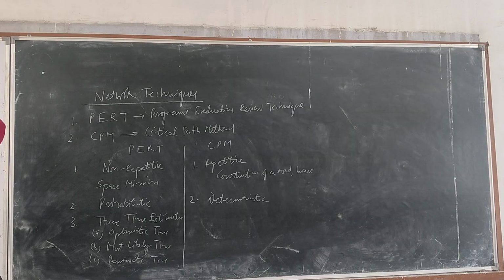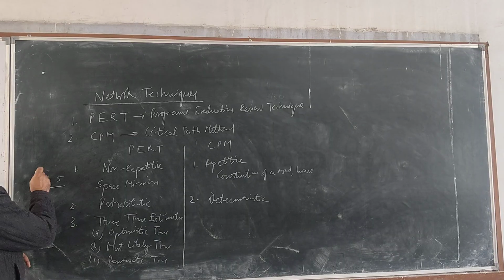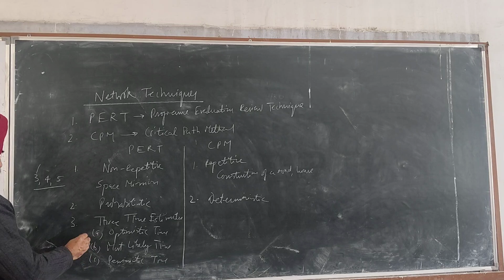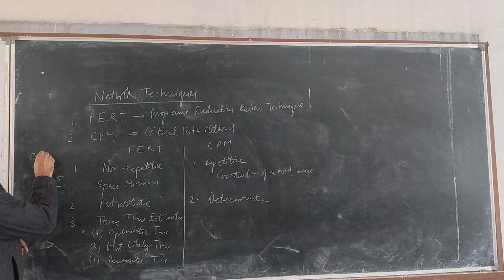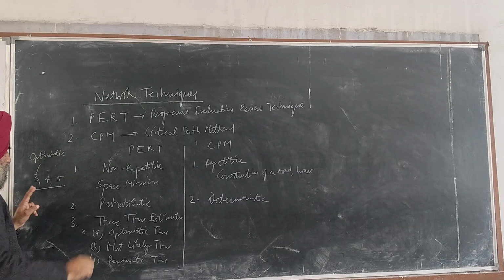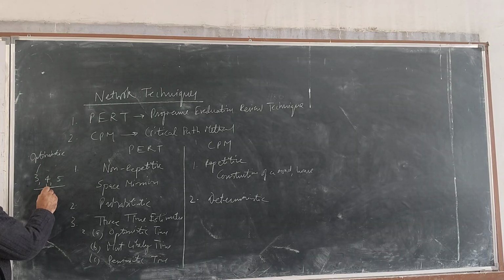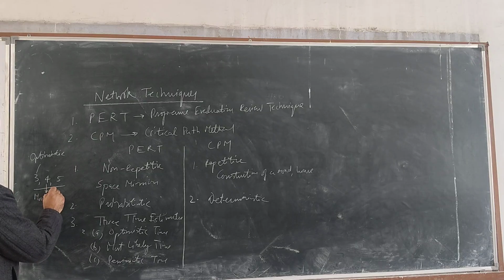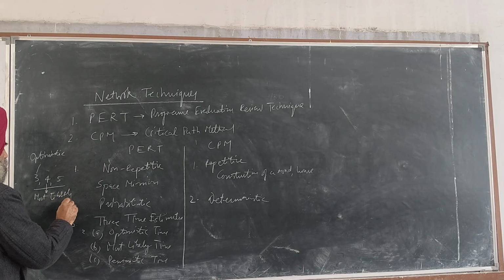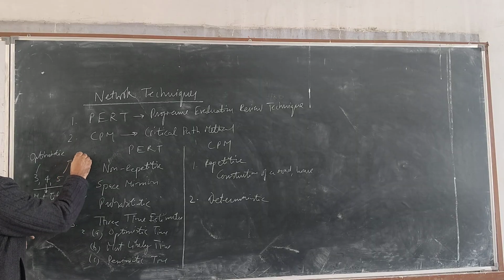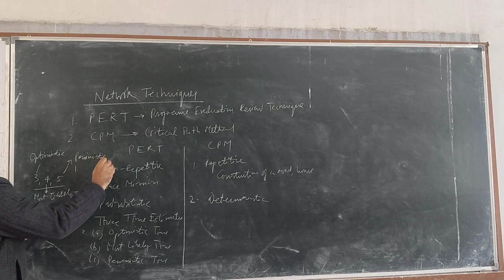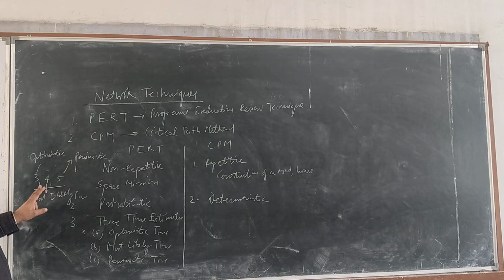What is the optimistic? Let us assume 3, 4, 5 hours are being taken in a PERT model: 3 hours, 4 hours and 5 hours. In that case, 3 is the optimistic, meaning the minimum time, put in ascending order. The left side is the optimistic. 4 is the most likely time, and 5 is the pessimistic, meaning the person who is thinking a little bit negative takes 5 hours. So this is 3, 4, 5.